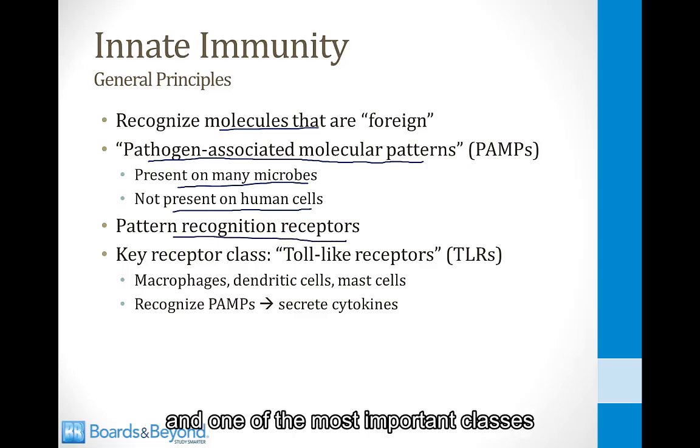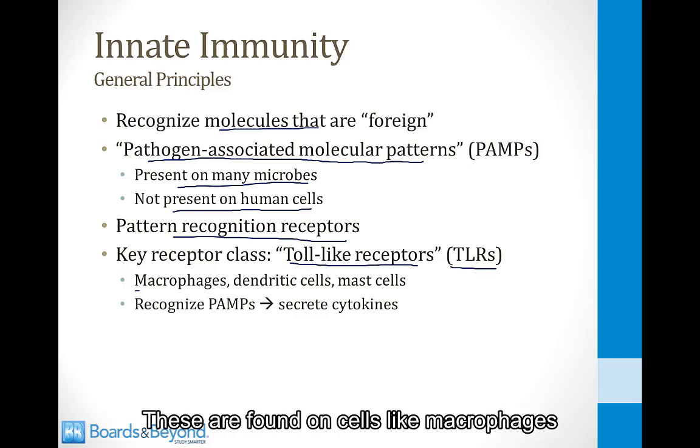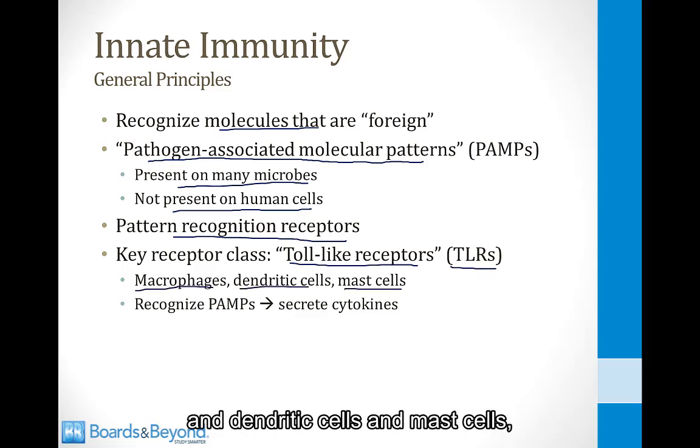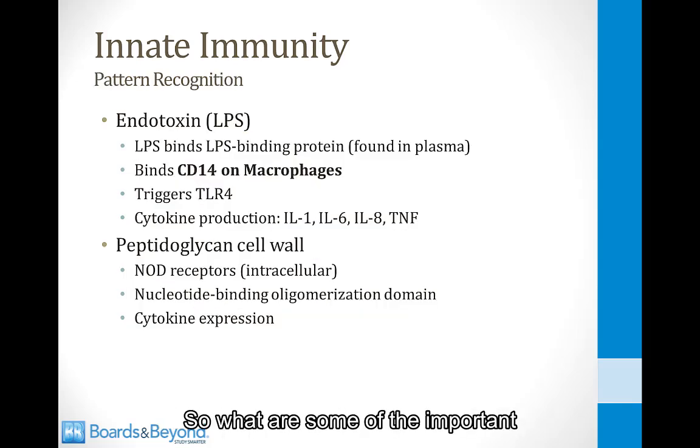And one of the most important classes of pattern recognition receptors are the toll-like receptors, or TLRs. These are found on cells like macrophages and dendritic cells and mast cells, and we'll talk about this in a minute. And once these cells recognize the pathogen-associated molecular patterns, or the PAMPs, they then secrete cytokines which trigger an inflammatory response. So what are some of the important pathogen-associated molecular patterns that the innate immune system responds to?